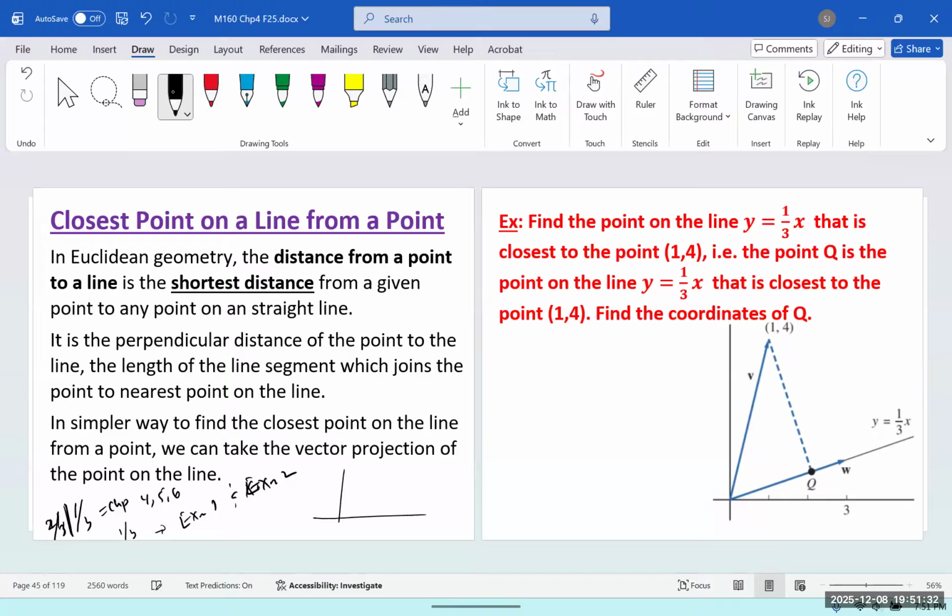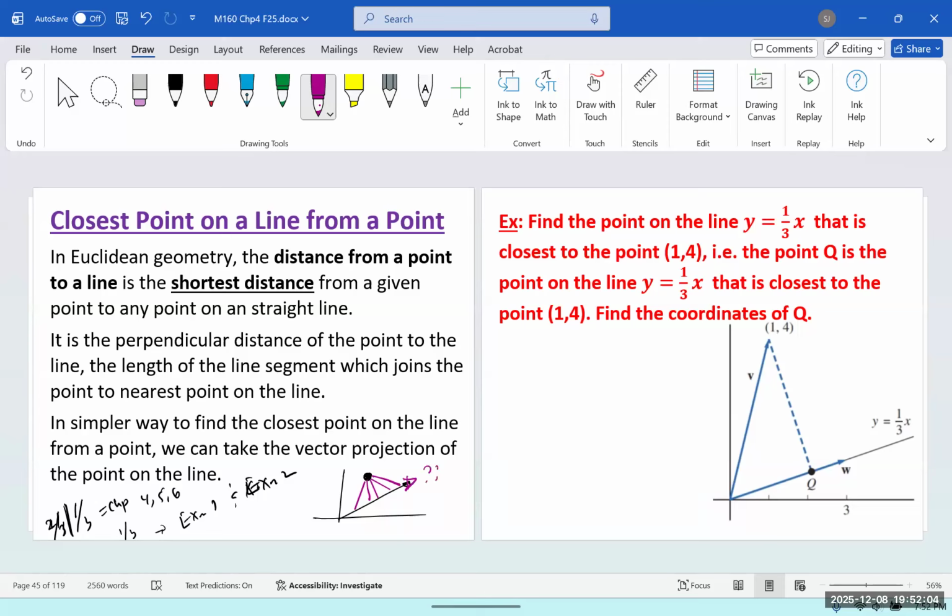So let's say we have a point here and we have a line here. We want to know what is the shortest distance from this point to this line. Which one is the shortest distance from this point to this line?